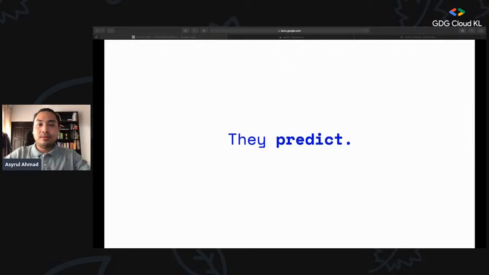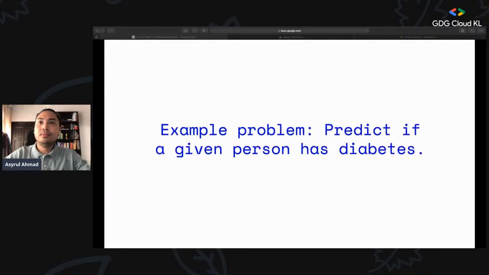They predict, right? So prediction is one of the popular and typical use cases of machine learning. And prediction is normally done by classification, although it can be done in many other ways as well. But to explain this briefly, let's have a look at an example problem. The example problem here is, let's say you want to predict if a given person has diabetes.